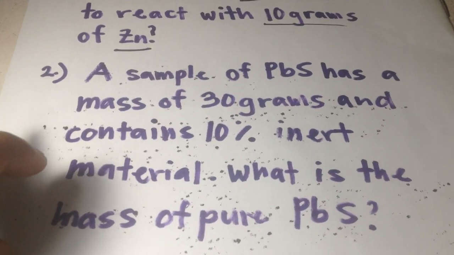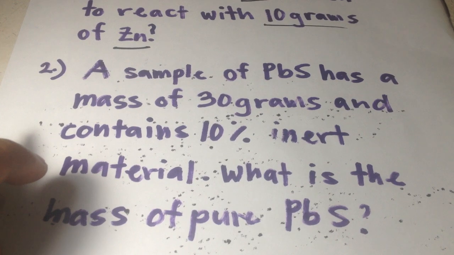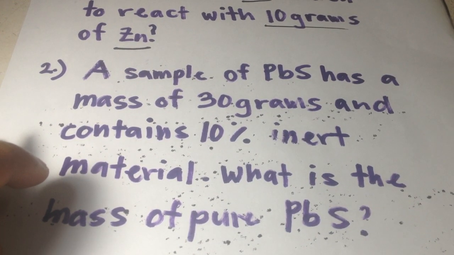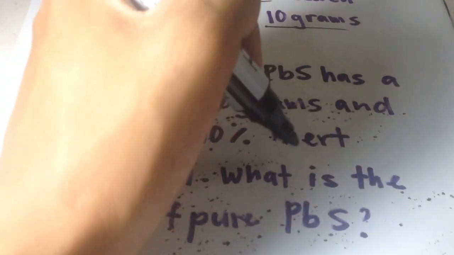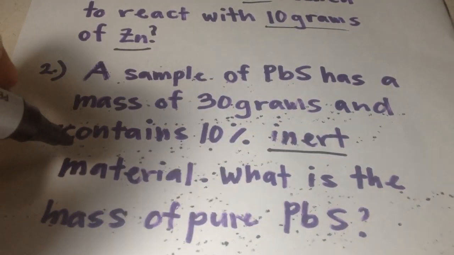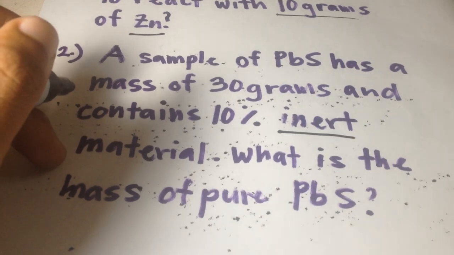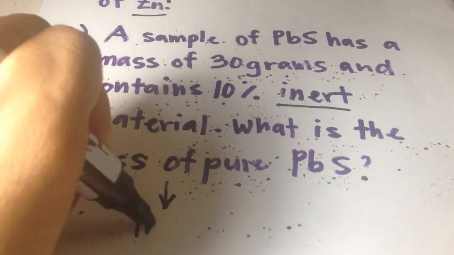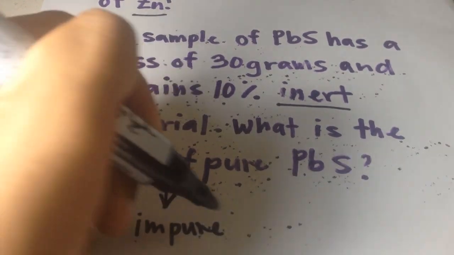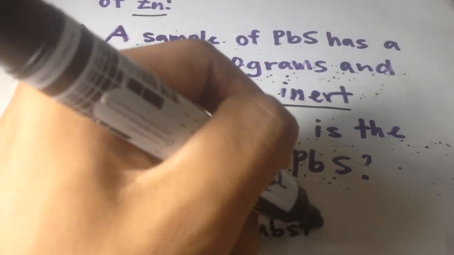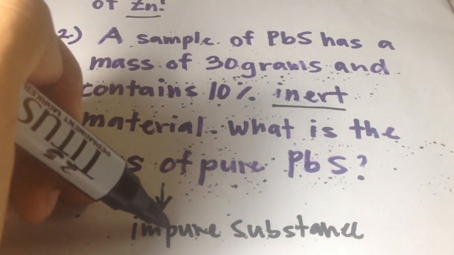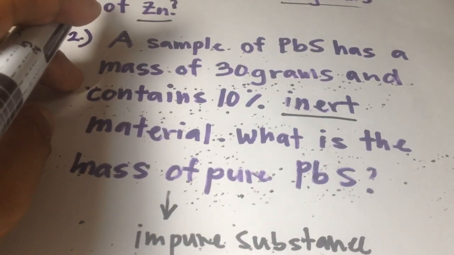And the next problem is number 2. A sample of lead-2 sulfide has a mass of 30 grams and contains 10% of inert material. What is the mass of pure lead-2 sulfide? So this is an impure substance. If there's a percent, meaning impure substance. Okay, so let's begin.